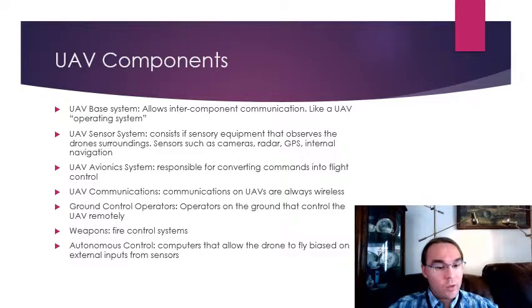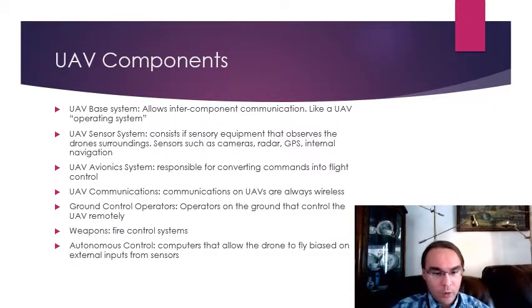Next, we have the UAV avionics system. Avionics is responsible for converting commands into flight control. The avionics is responsible for the rudder, aileron, and elevator of a drone, as well as the motor and throttle control. These are the physical parts of a drone that are used for flight control. Next, we have the UAV communications. Almost all UAVs are wireless, and they're required to relay their information back to the ground operators. Most civilian UAVs use 2.4 gigahertz, and military UAVs use different frequencies, which are of course classified.